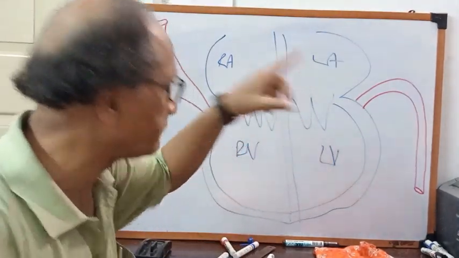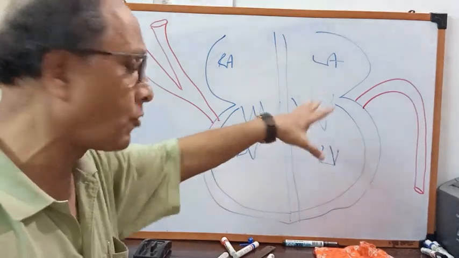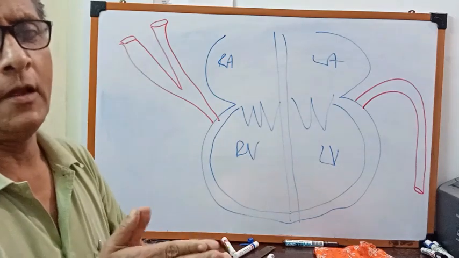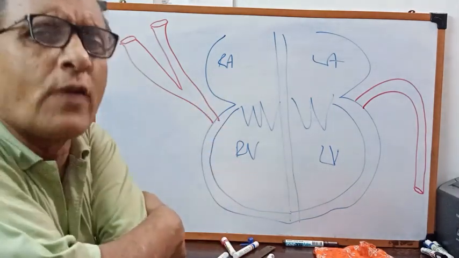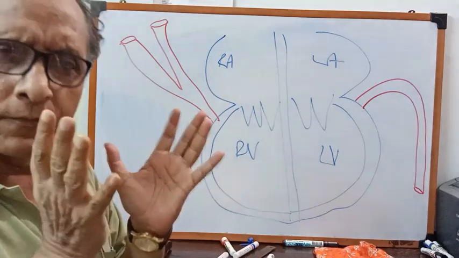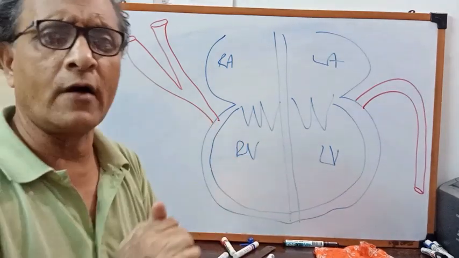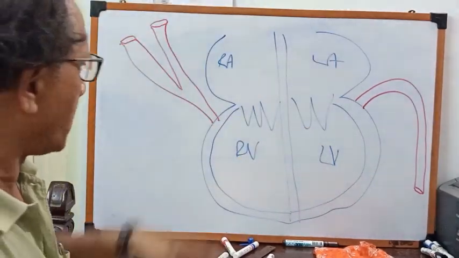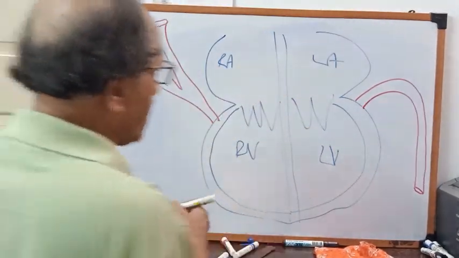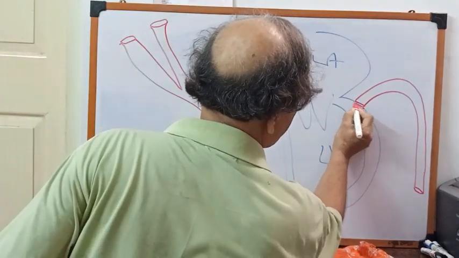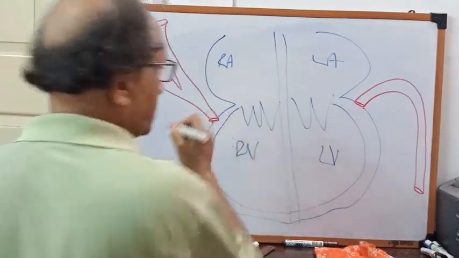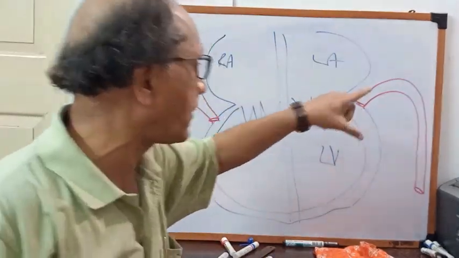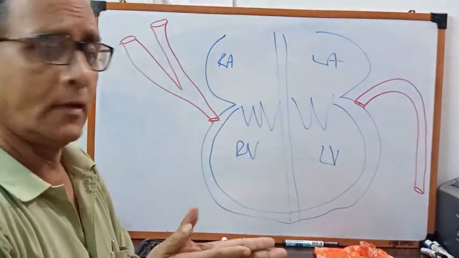So there is a closure of the AV valve. Both tricuspid and bicuspid valves are closed. And when the valves are closed, it usually leads to a sound known as the heart sound, or first heart sound. But the AV valve is closed, and the semilunar valve has not yet opened.